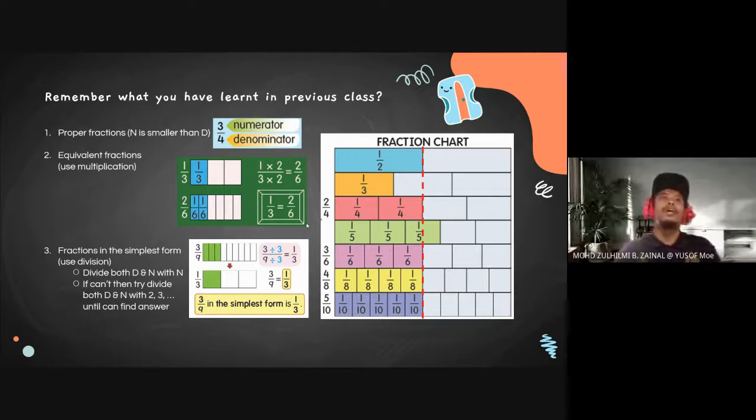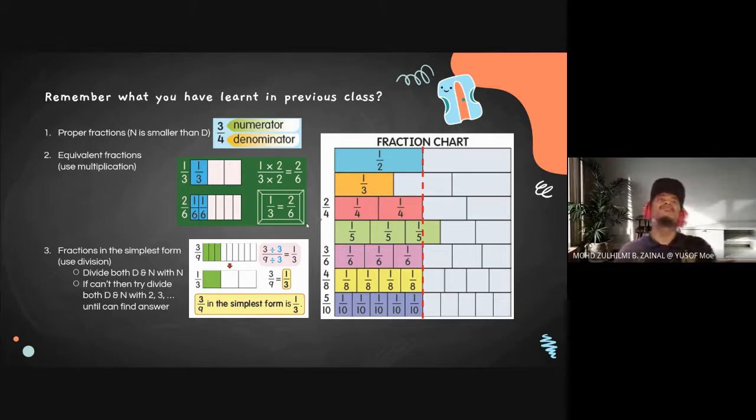So pecahan wajar ni, numerator tu n, denominator d. Okay, so proper fraction ni, if the numerator is smaller than d, n is smaller than d, means it is proper fraction. So kalau kurang je, itu proper fraction. If same, for example 3/3, it's not a proper fraction. Kalau sama, equal value, 3 and 3. Numerator dia 3, denominator dia pun 3. So it is not a proper fraction.